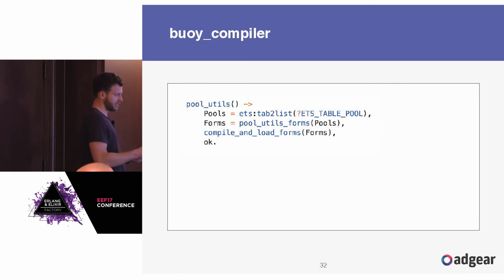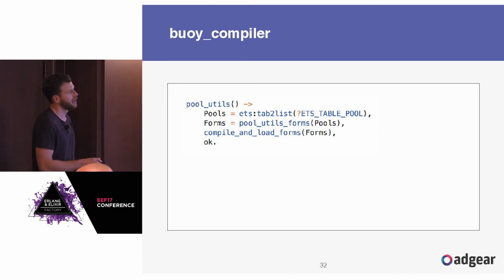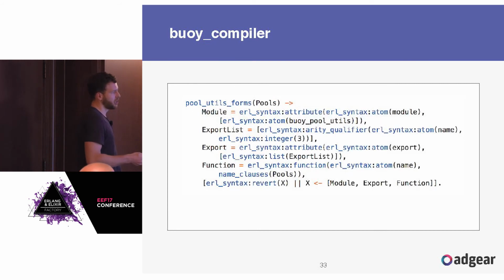So this is kind of the code example. My pools are in my ETS table pool. I do tab2list on that. From there, I send it to pool utils form, which will generate the AST, and I send it to compile and load forms, which will load the new module.